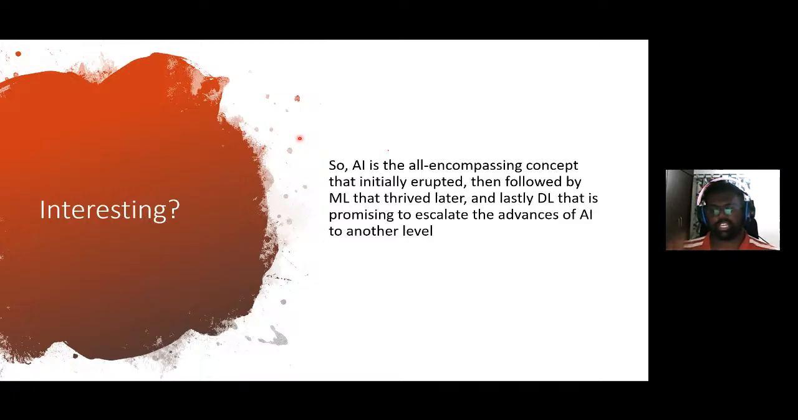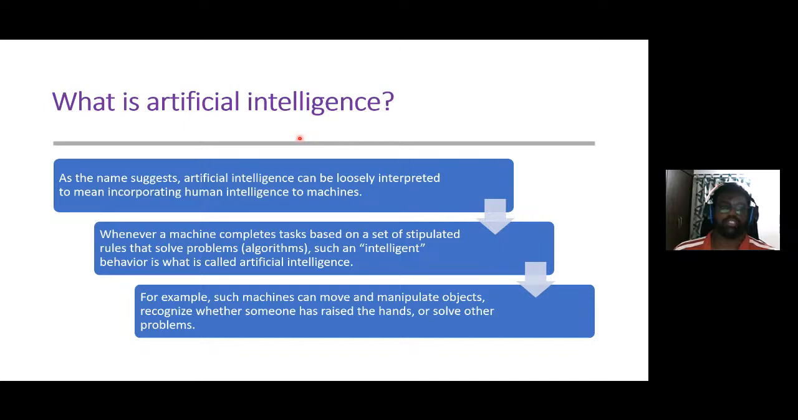So let me just tell you what each component is, and then I'll show you samples. Okay. So now, what is artificial intelligence? It's about giving human intelligence to machines. Artificial intelligence can be loosely interpreted as incorporating human intelligence into machines. That's the crux of artificial intelligence.